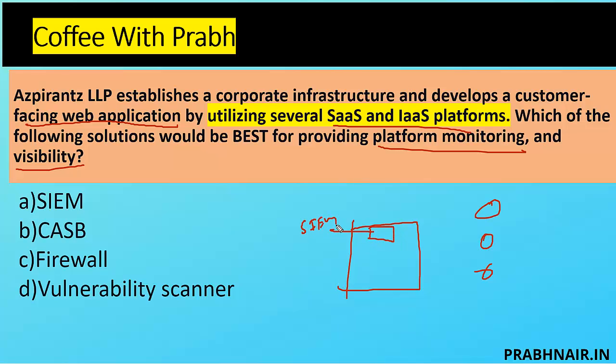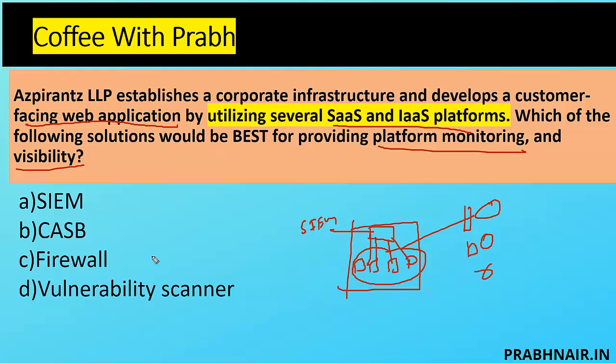We have a system A, system B, C, and D, all connected with the SIEM. From the SIEM interface, we have visibility into what is happening. But what about integration with the cloud in a multi-cloud setup? SIEM will not be effective. A firewall is limited to one particular solution. A vulnerability scanner is only used to identify vulnerabilities.